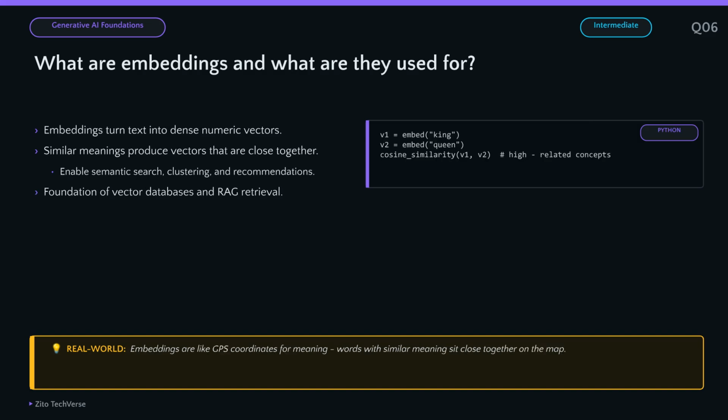Question 6. What are embeddings? Embeddings turn text into numeric vectors, where similar meanings are mathematically close. They are the engine behind semantic search and retrieval-augmented generation, allowing systems to find relevant information efficiently.